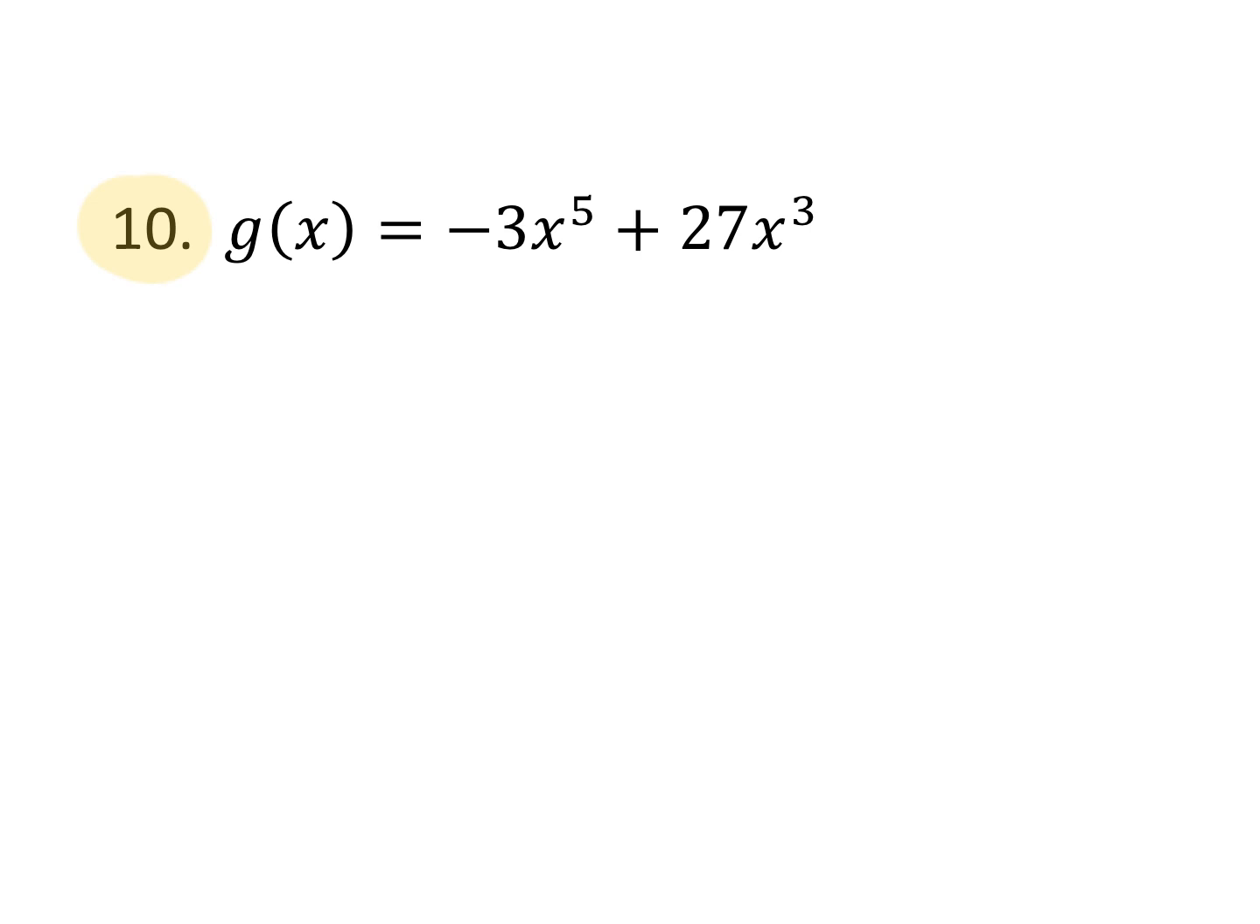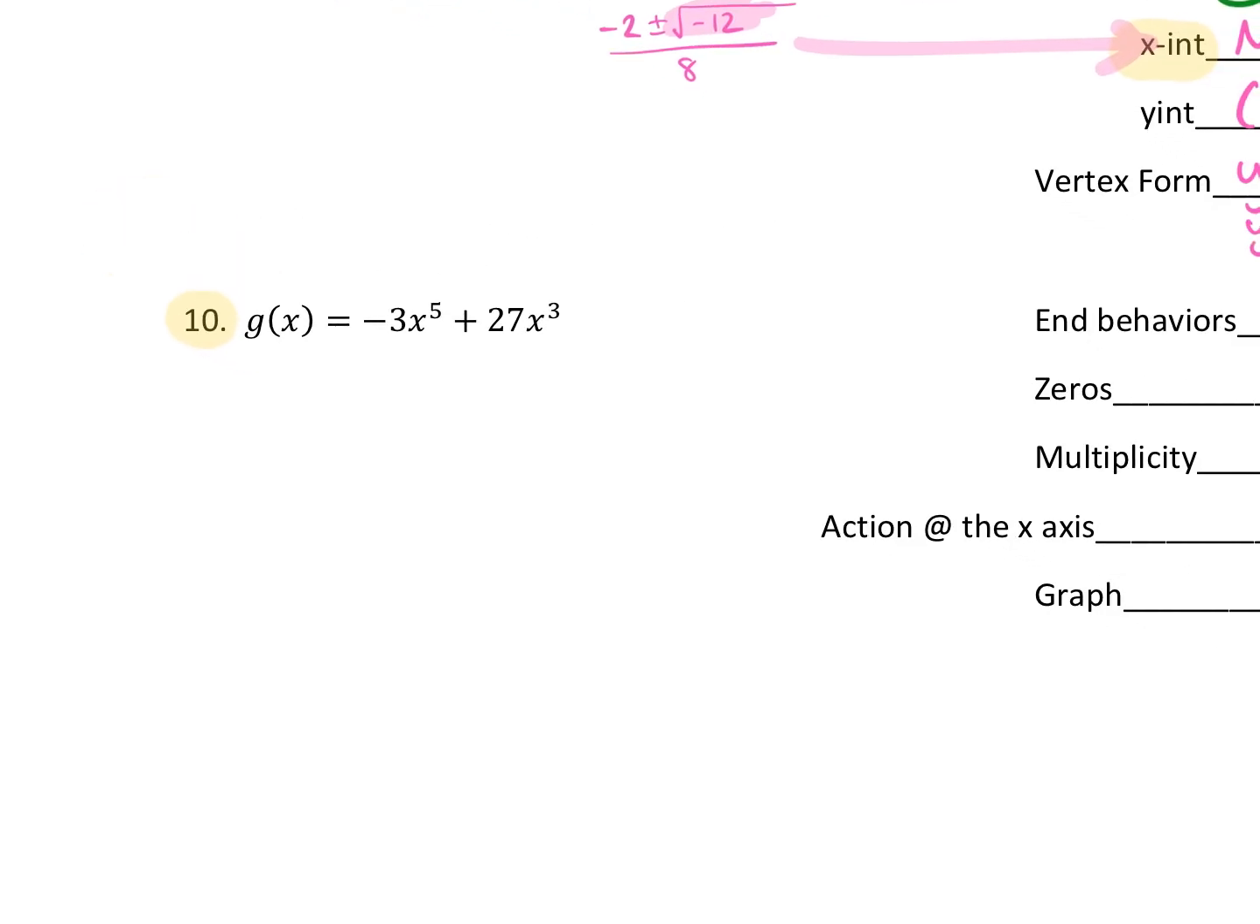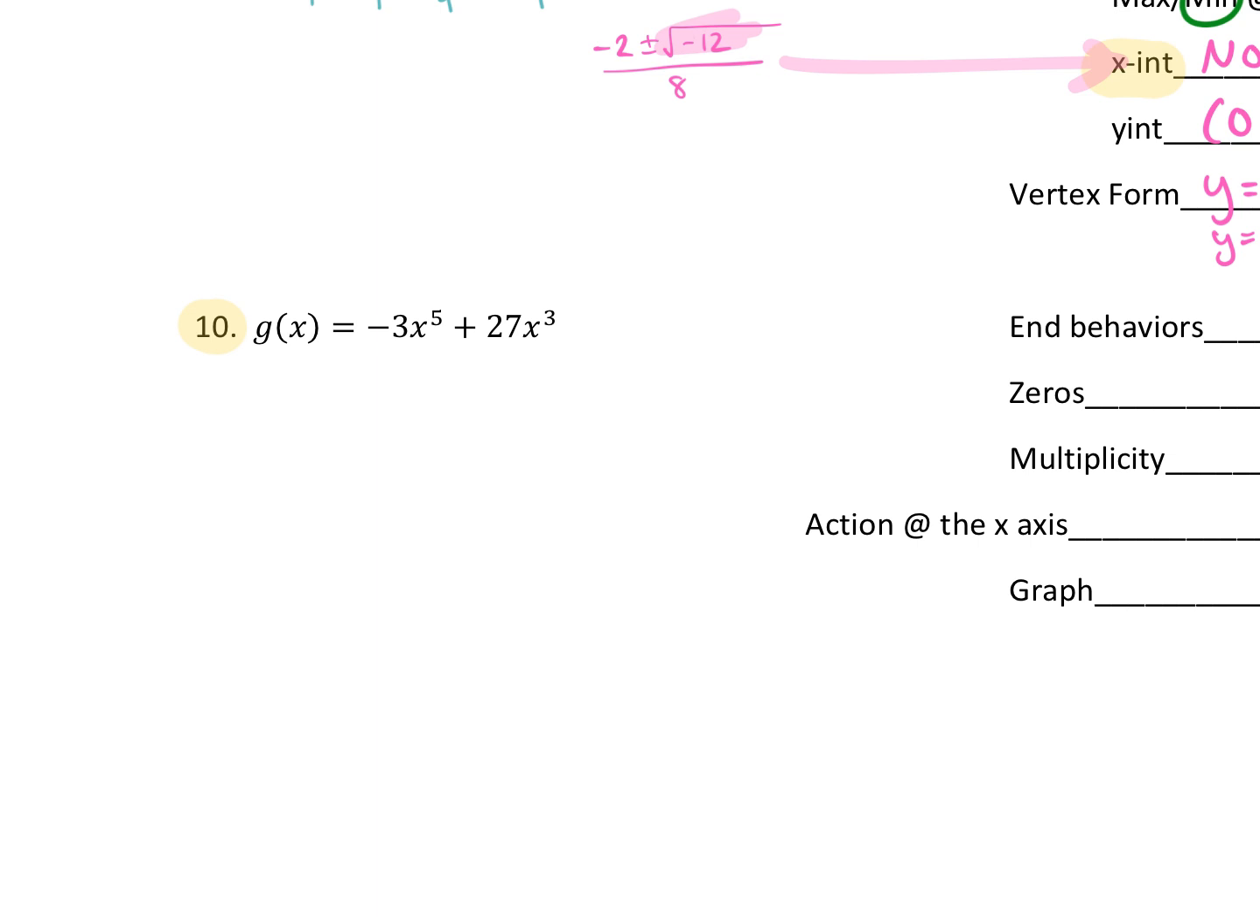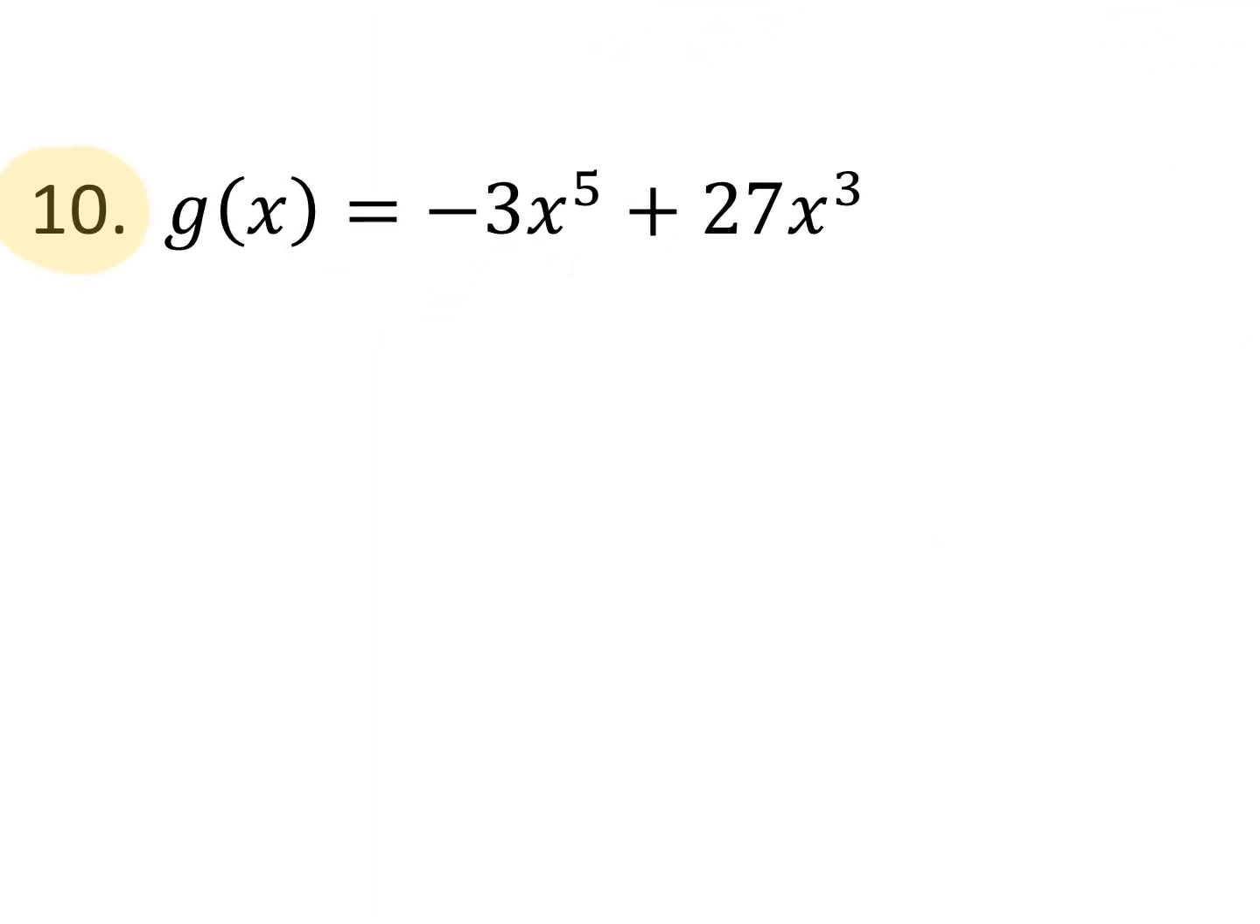What should we do for number 10? So we want to find the zeros, the end behavior, the multiplicity, action at the x-axis. So let's start by finding the zeros. What do we do to find the zeros? Set y equal to 0. So we're going to want to factor. What should we do first to factor here?